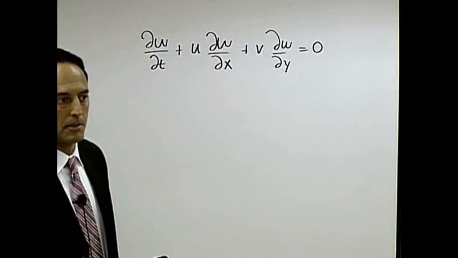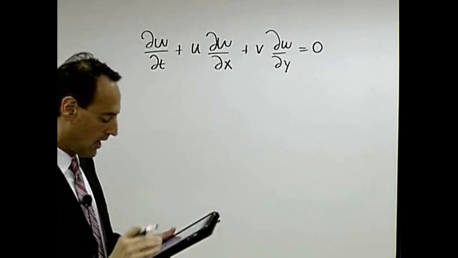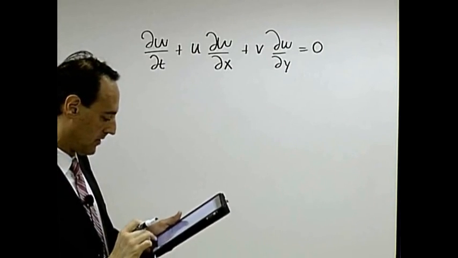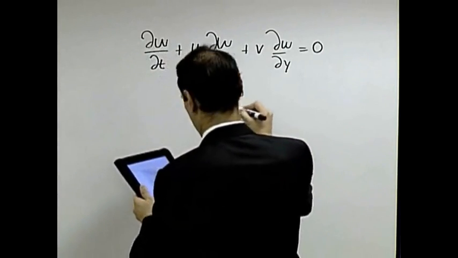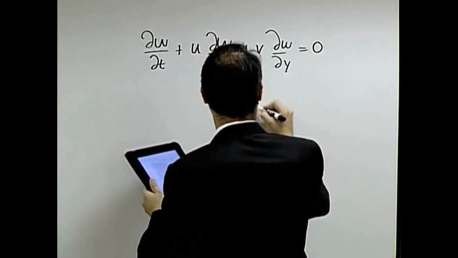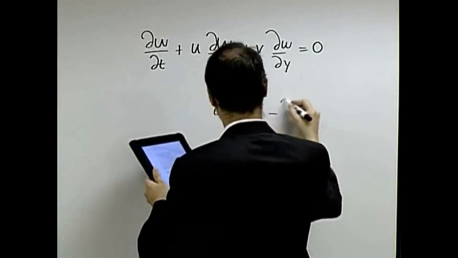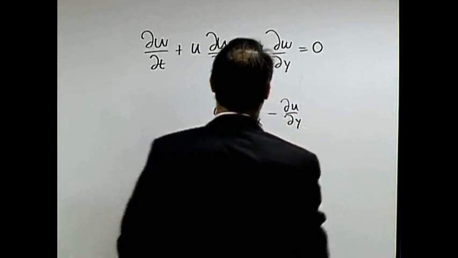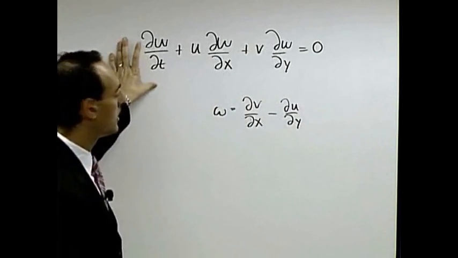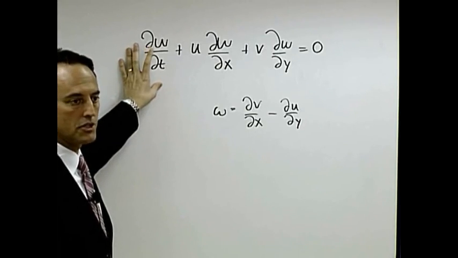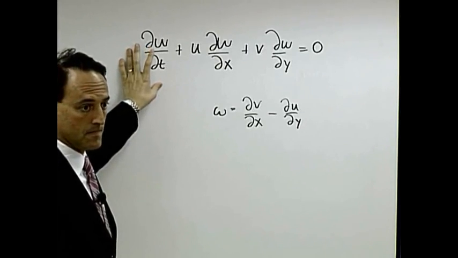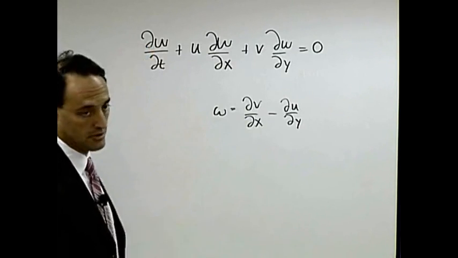There's the vorticity dynamics. And remember that the vorticity itself is defined as omega is equal to dv/dx minus du/dy. Right? So it actually simplifies significantly. So this is the equation we're going to be interested in, with this definition of vorticity.